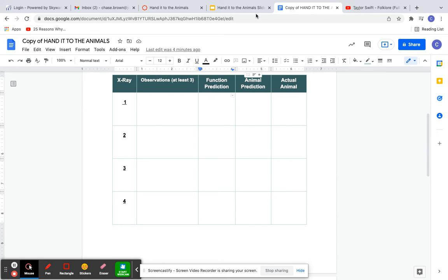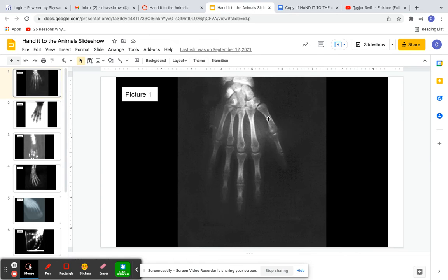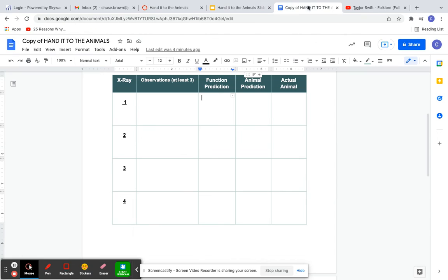Now I'm going to predict a function. Well, just looking at that, I'm going to guess that it's used for manipulating things or holding things. Like, for example, holding a tool or texting or whatever. In general, I'm going to say it is used for manipulating or grasping onto things. So I'm going to put that in the function prediction.